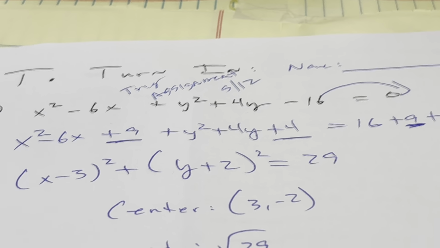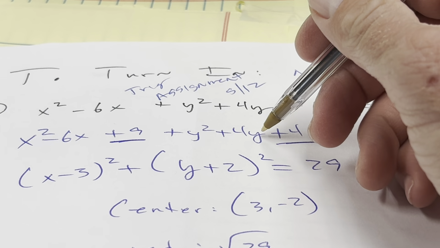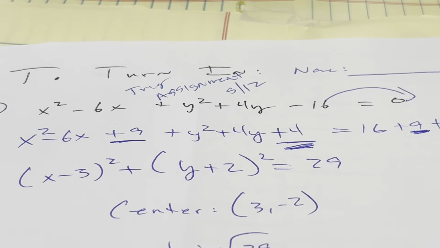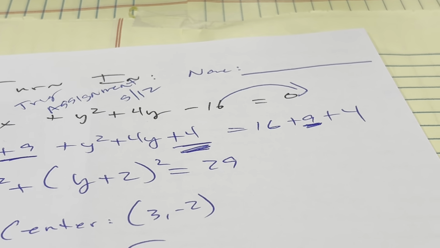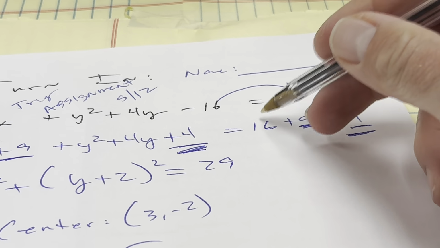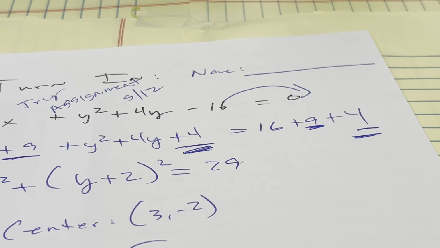Then I look at 4y. I take half of 4y, which is 2. I square 2, which is 4. If I add 4 to the left, I got to add 4 to the right. Add these together. That's 29.